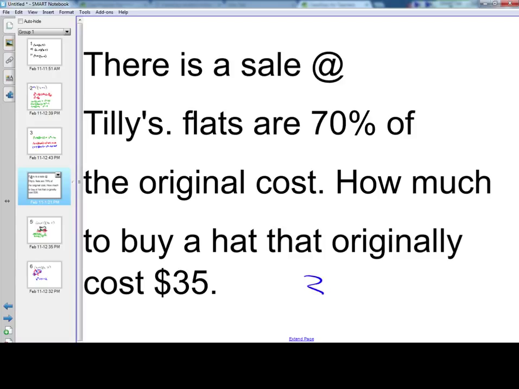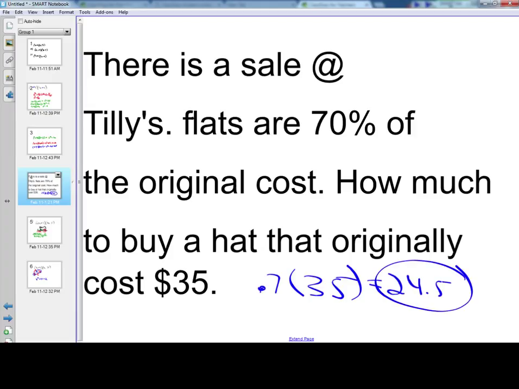Yes. And I multiplied that by the percentage, which is 70%. I used 0.7. Beautiful. And then I got 24.5. So you're paying $24.50, not including taxes. That is absolutely correct. So you multiply by the portion that you want.